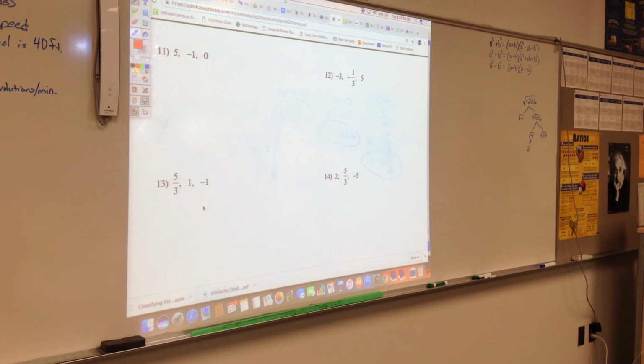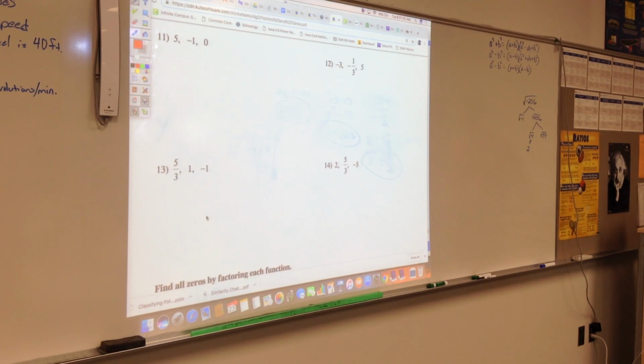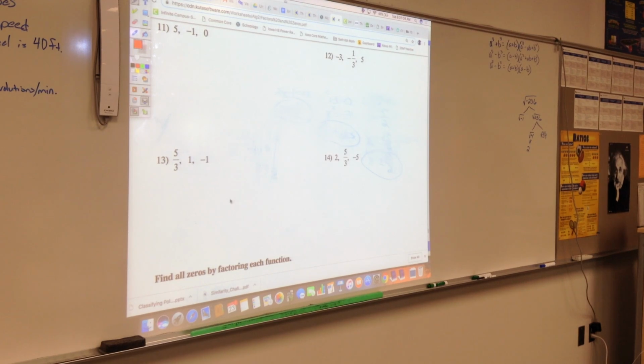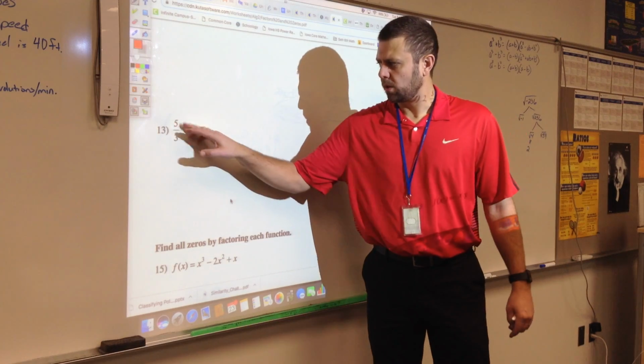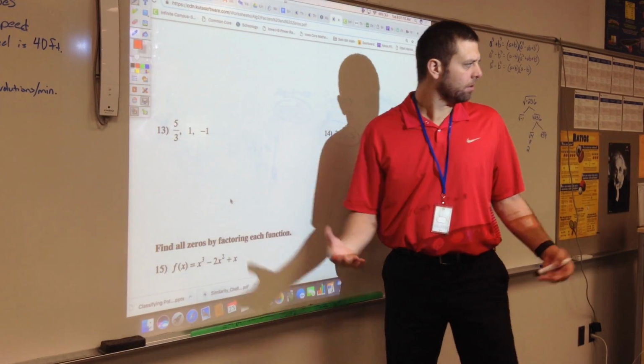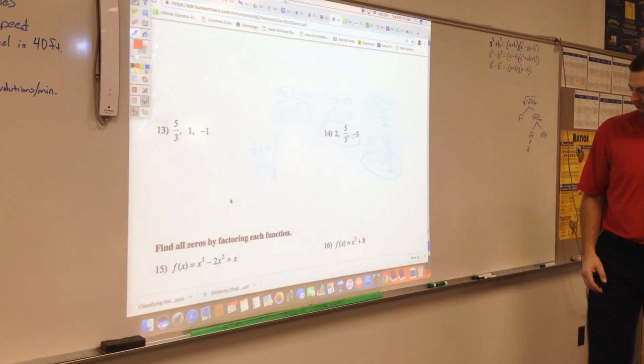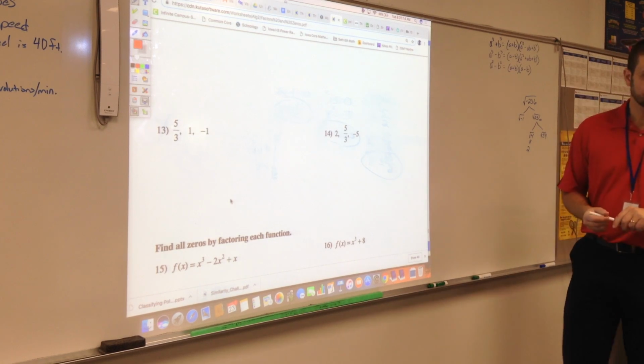How would you do 13? With the fraction. Okay, great question. He's saying when you see a fraction as a 0, how would you do that? It would have to be the coefficient.